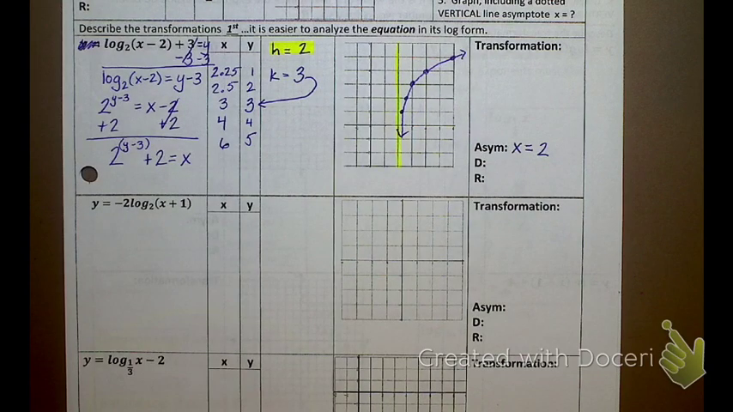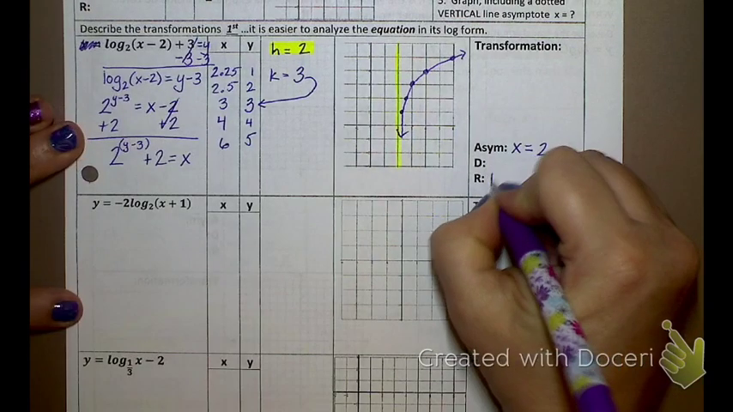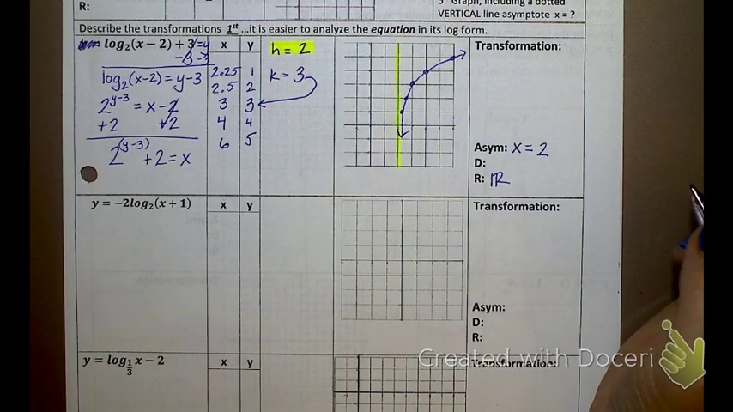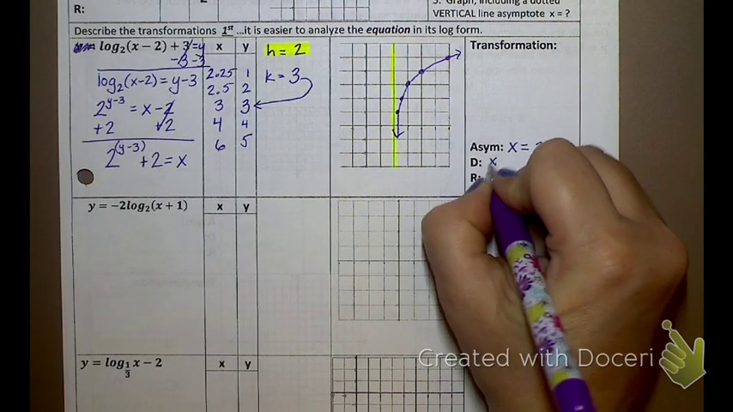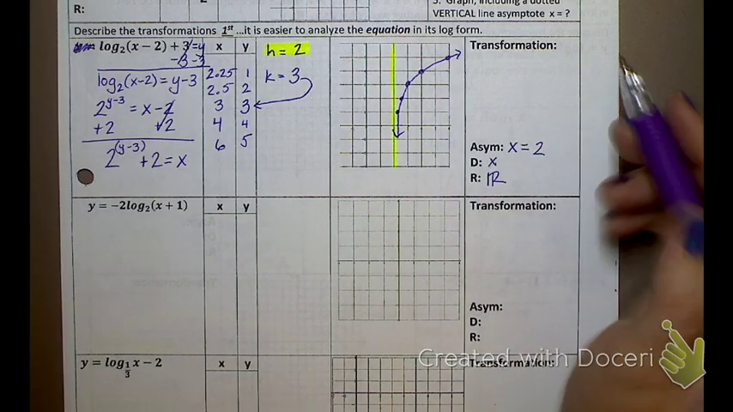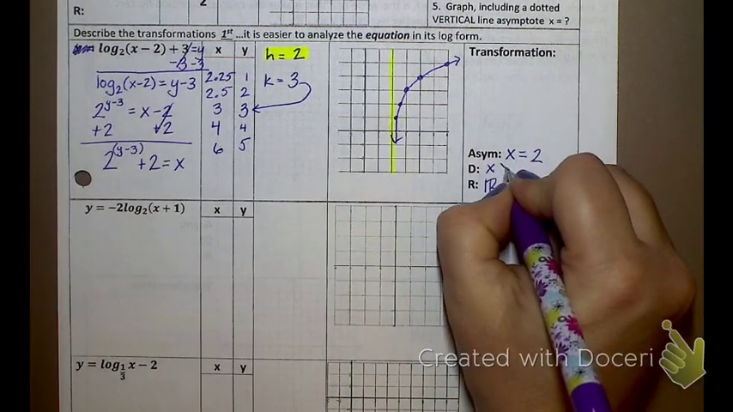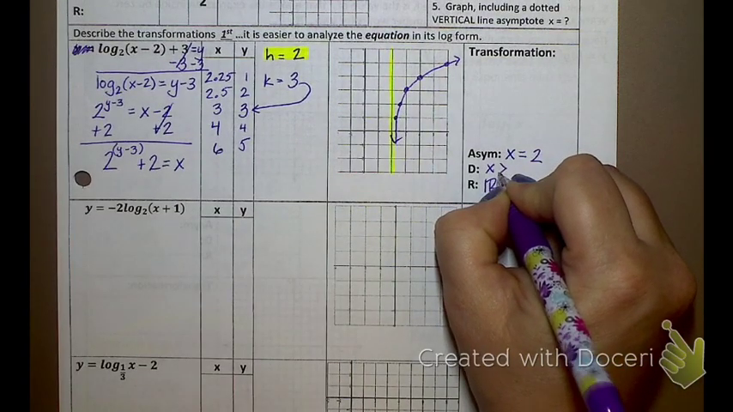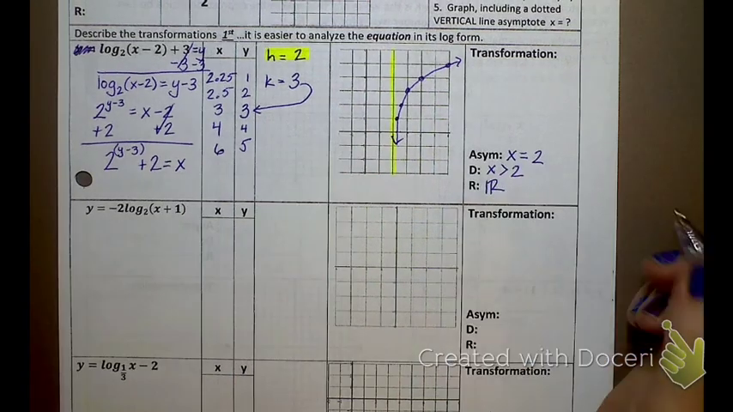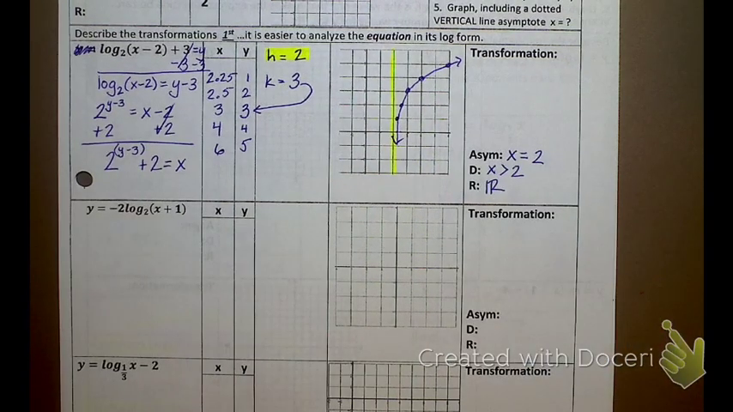You got that? Now, what was my domain before when we did exponentials? All real numbers. Now it's not my domain that's all real numbers, it's the range that's all real numbers. And then my domain is either going to be x is greater than h or x is less than h. If my graph is to the right of the asymptote, it's going to be x is greater than wherever that asymptote is. It happens to be at 2, or my h value. Pretty easy?